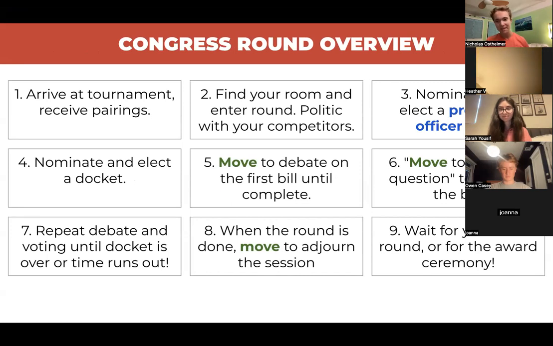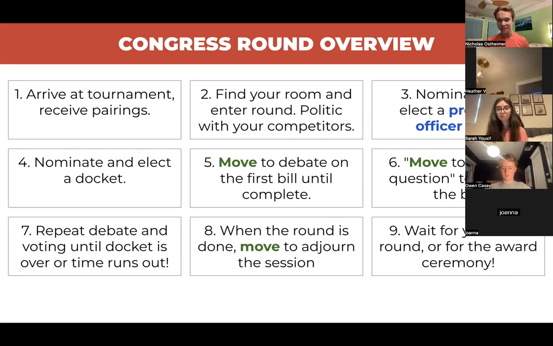It can seem intimidating in terms of the procedure and the formalities which you have to go through, but once you get into the swing of it, and once you have it all mapped out, it's really not that hard. So first of all, you arrive at the tournaments and you receive the pairings for the round you have to be in. Then you have to just find your room, you have to enter the round, you might want to discuss who wants to be the presiding officer, what should we have on the dockets before everything finally gets underway.